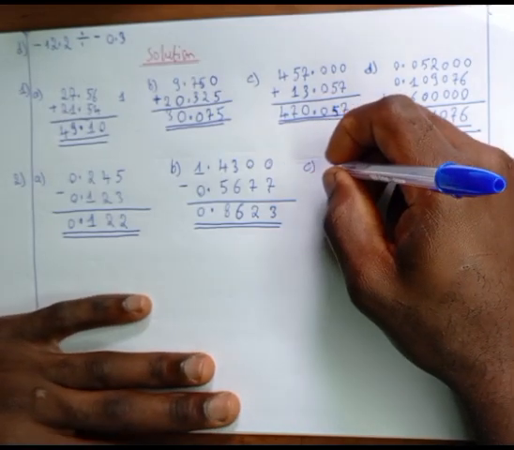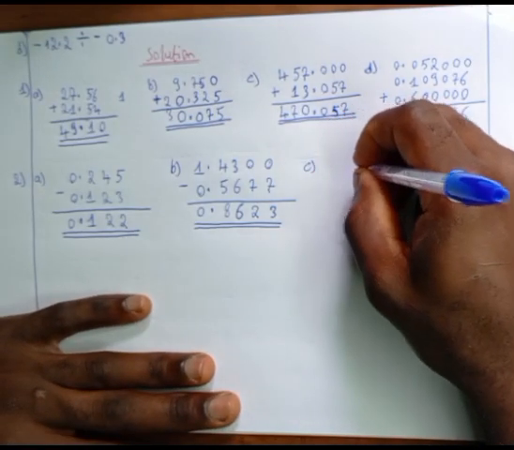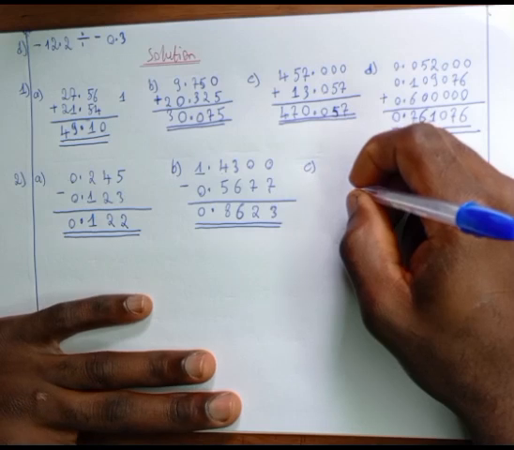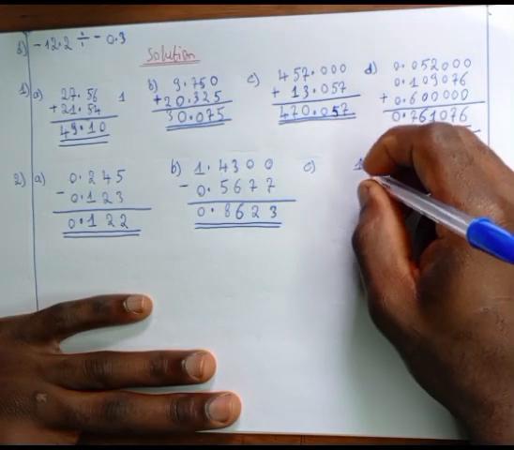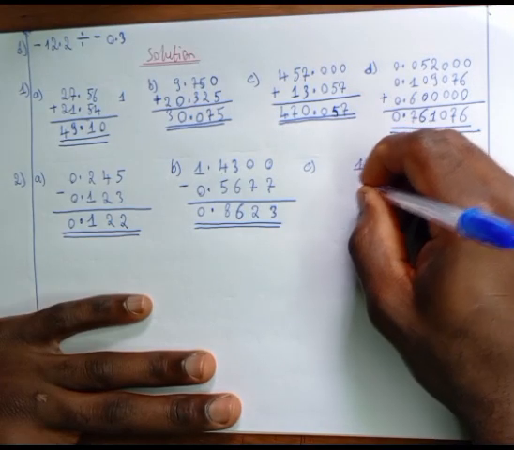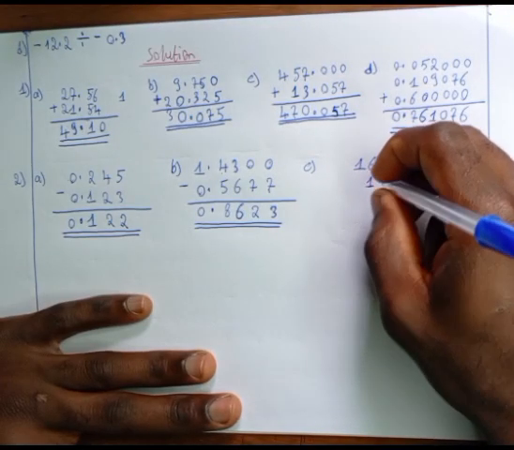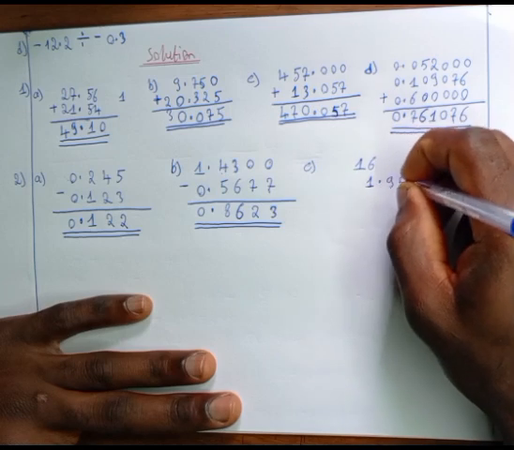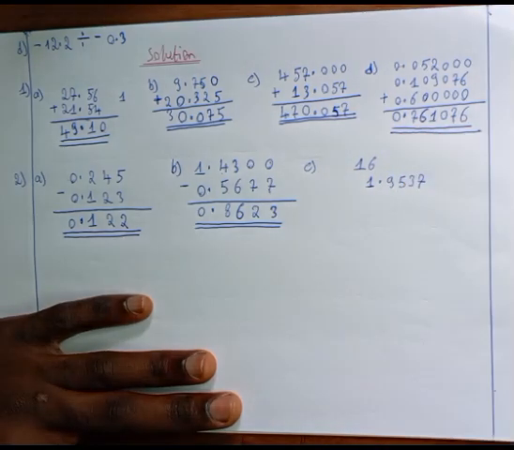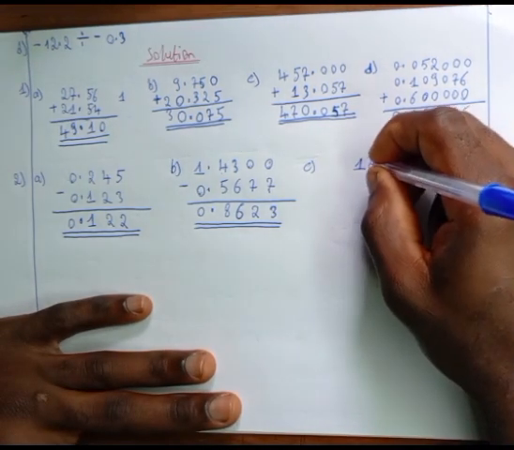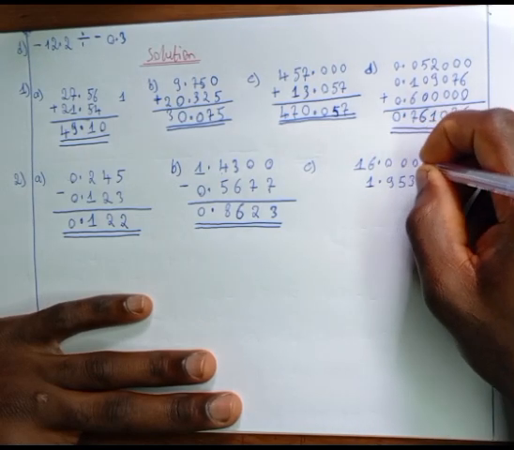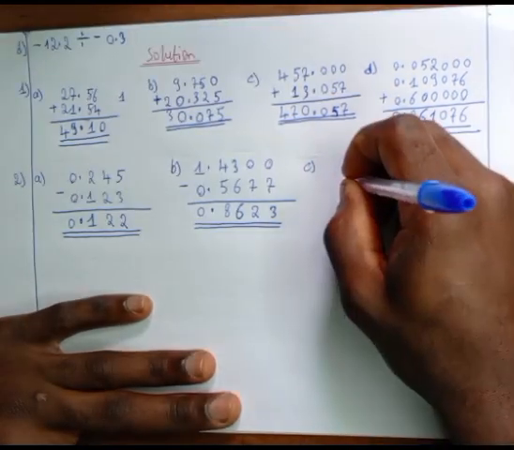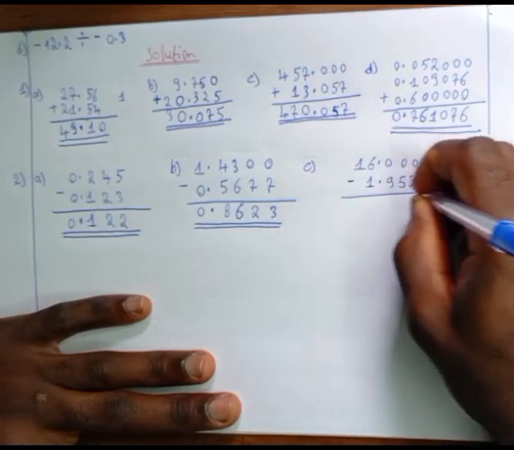For C, we have 16 minus 1.9537. We know the place value of 6 here is units, so we are going to place 1 directly below 6.9537. 16 here can be written as 16.0000. Now we put the subtraction sign, we draw our horizontal line.